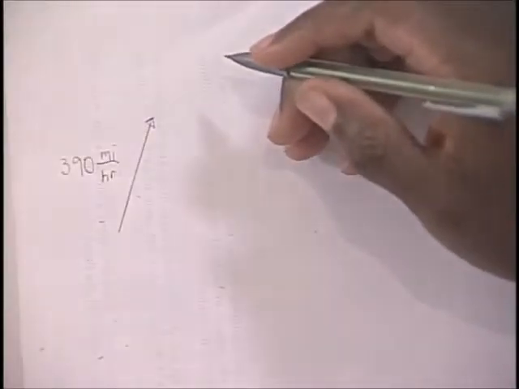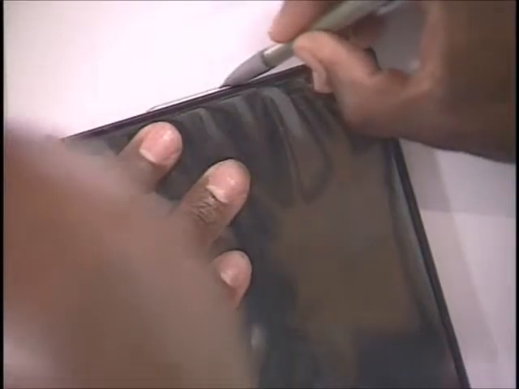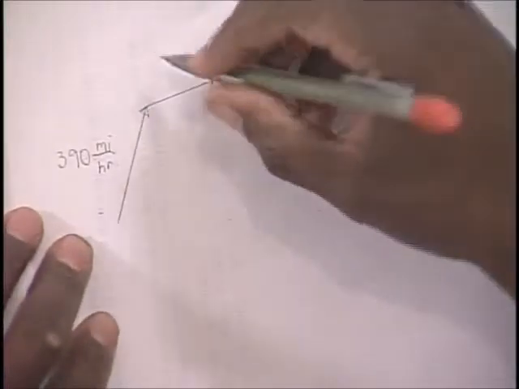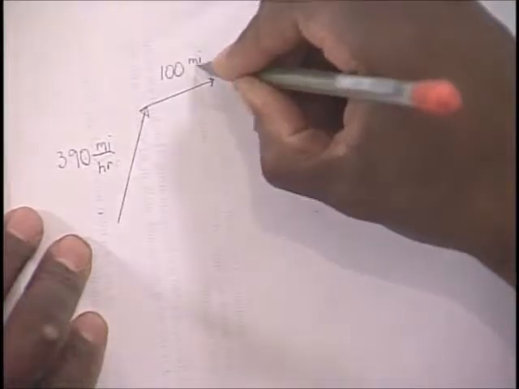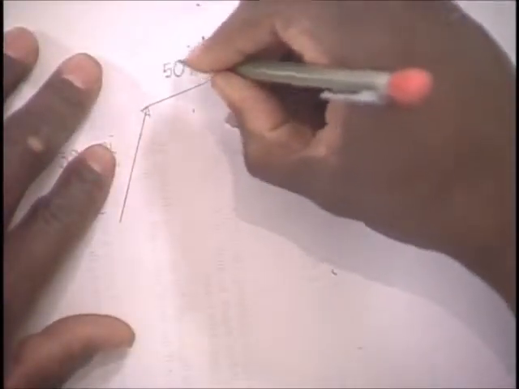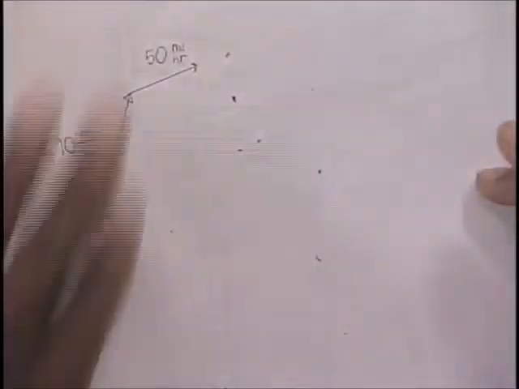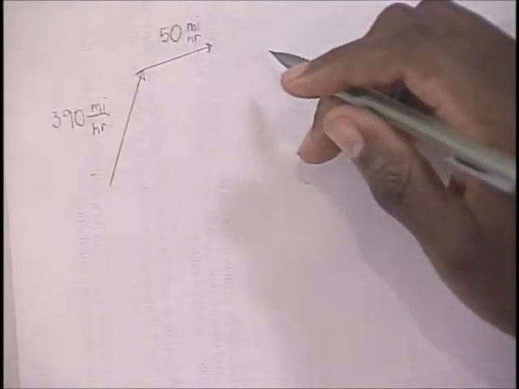And let's say it's a very bad storm, and that the plane experiences a gust of wind of 100 miles an hour. Maybe that's a little much. Let's make it a little more reasonable, say 50 miles an hour. A gust of wind of 50 miles an hour is going to cause this plane to change course.